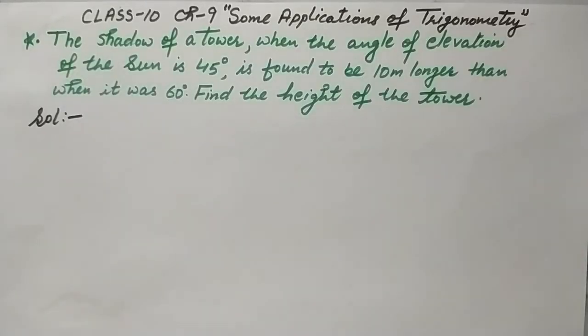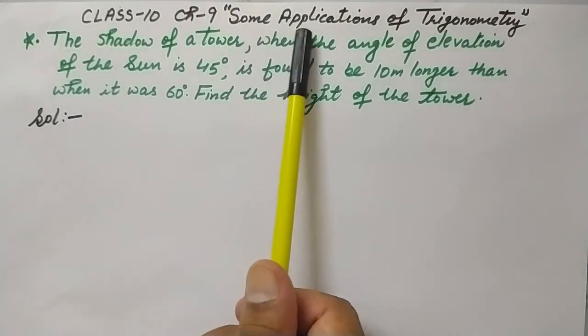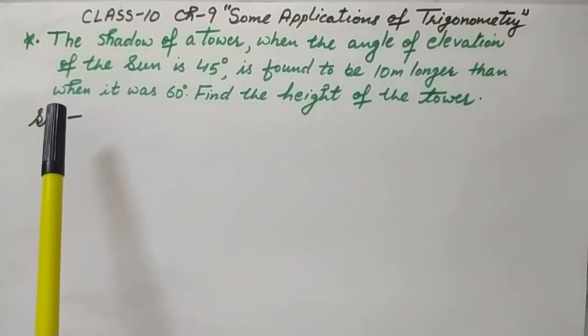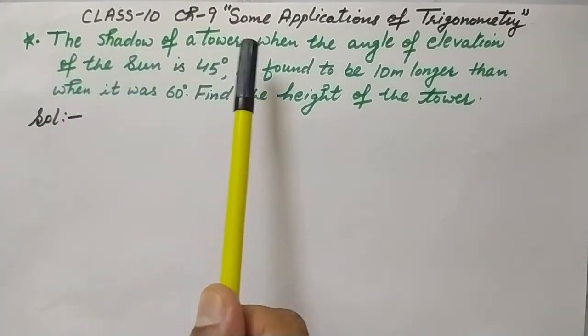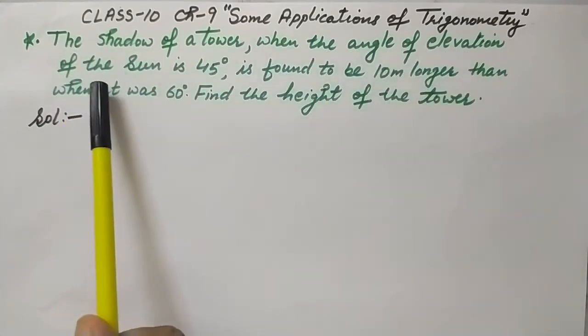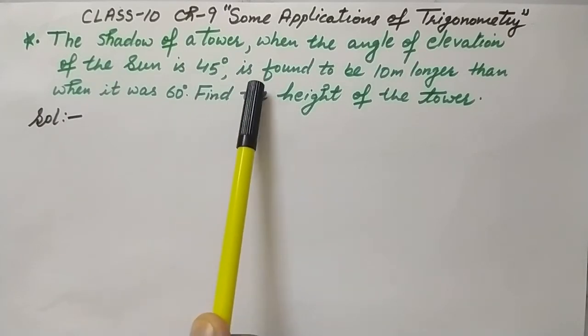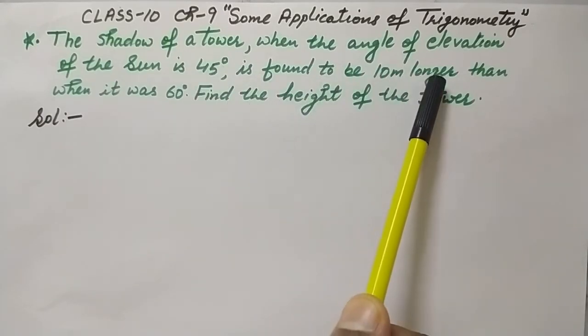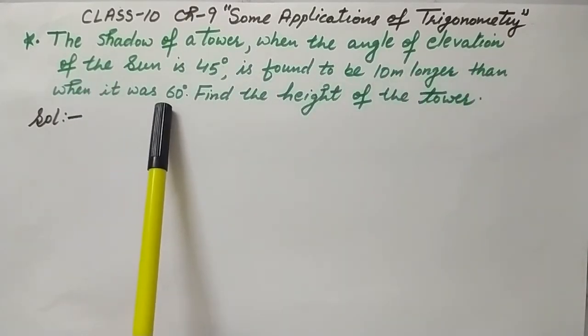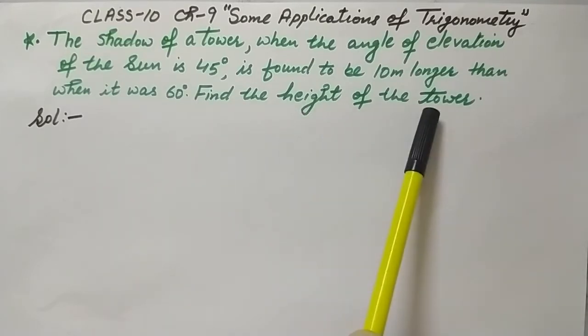Let's do this question, and this is taken from class 10 chapter 9, some applications of trigonometry. The question is: the shadow of a tower when the angle of elevation of the sun is 45 degrees is found to be 10 meters longer than when it was 60 degrees. Find the height of the tower.